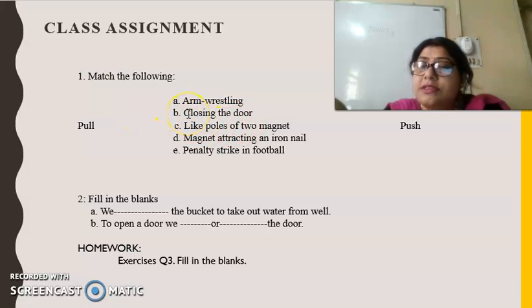In some cases you may see there is a push as well as a pull. In that case you have to join with 2 lines the push and the pull, and if it matches with only one, you join it with either the push or the pull. It depends on the question.